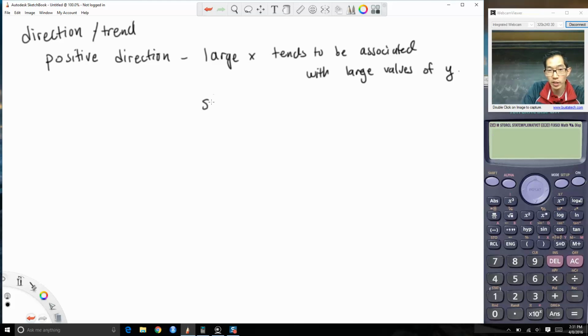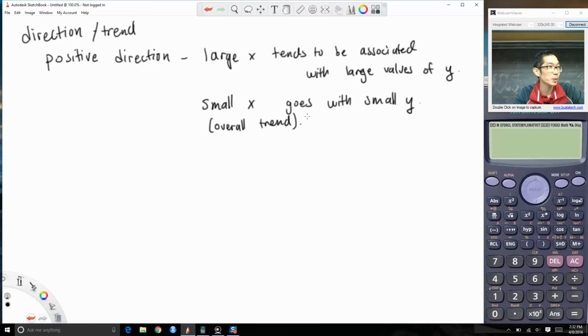And small x goes with small y. Again, this is just an overall trend. Yes, you could have, quote, unusual data points where you have a large X and a relatively small Y or things like that. But overall, the trend is large X goes with large Y, small x goes with small y.